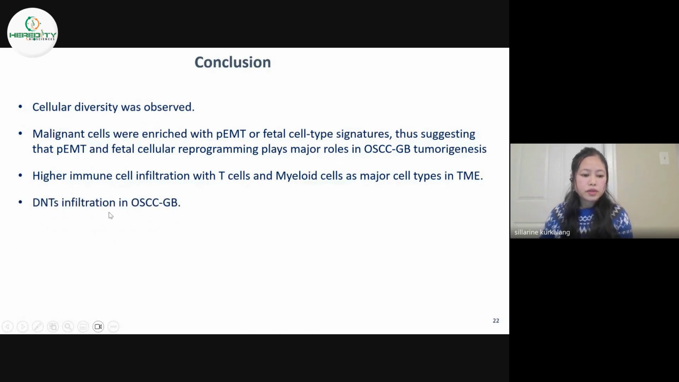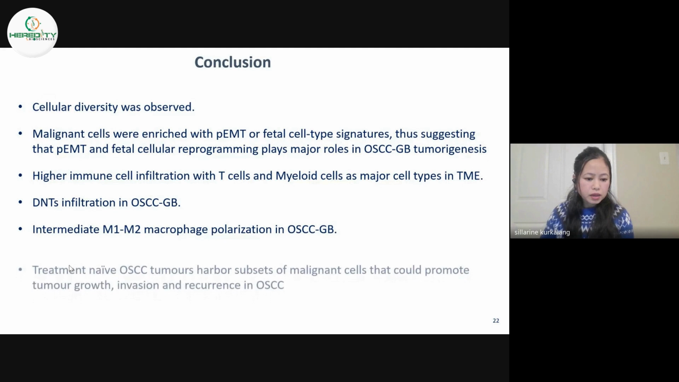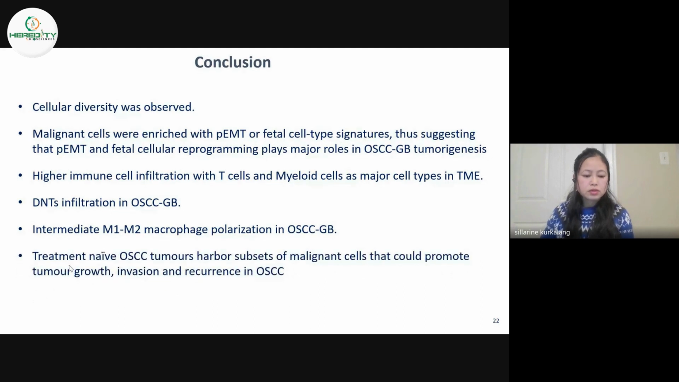And we also observed there is higher infiltration of the double negative T cells and the intermediate M1 to M2 macrophage polarization in OSCCGP. We also saw that there are subpopulations of the malignant cells, even in these treatment naive tumors, that could be involved in tumor growth, invasion and recurrence in OSCCGP.